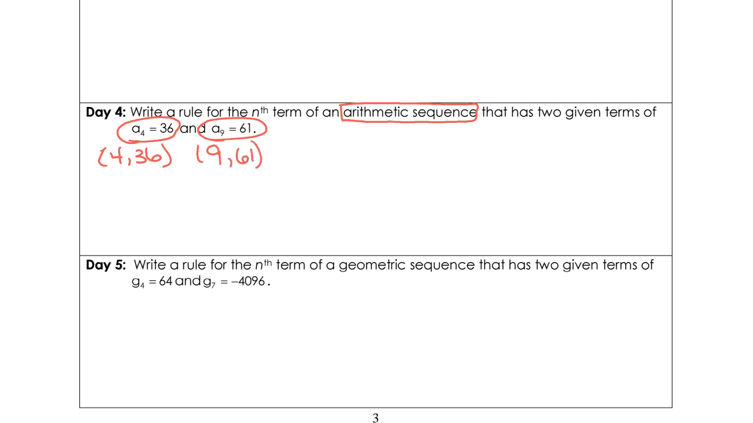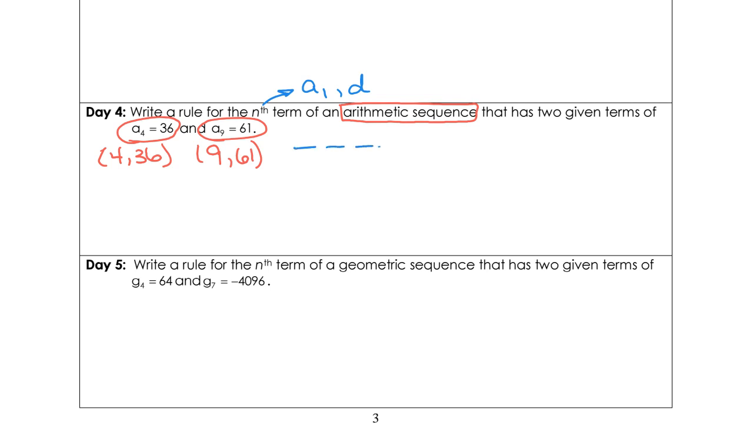Okay, so since we need to write a rule for the nth term, we need everything that doesn't have n in it, remember, which is a sub 1, the first term, and our common difference, which is d. We can't write the formula without those two pieces. It would be nice if they gave us the first term, but they didn't.